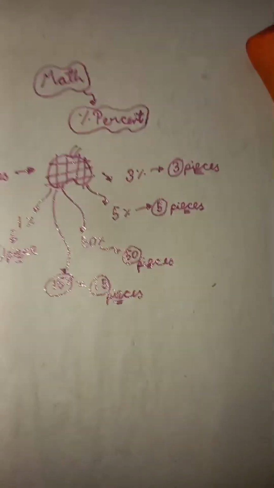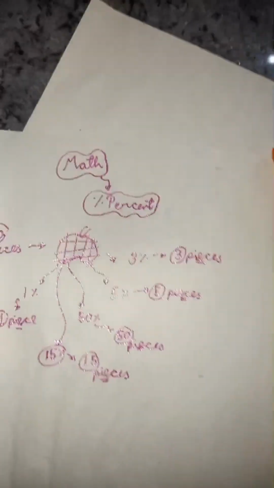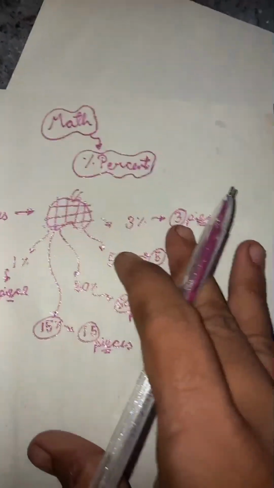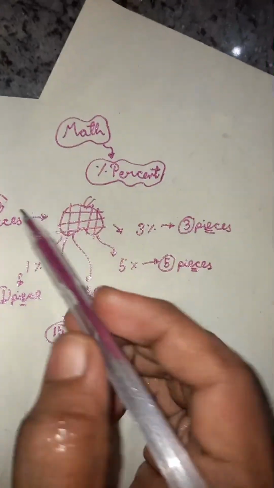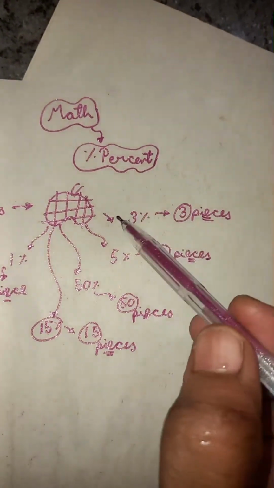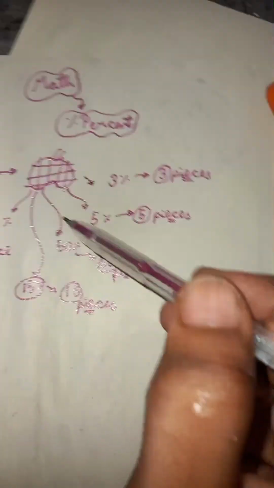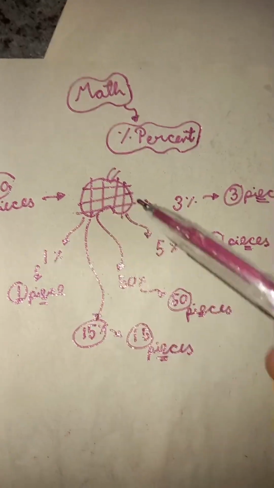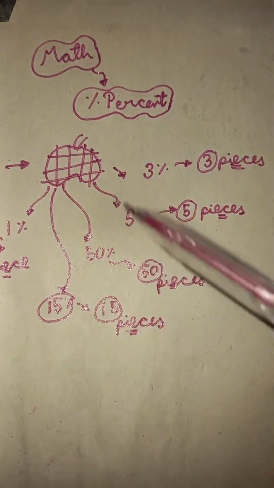Now I'm going to tell you the story of the percentage. I'm going to tell you how the percentage works. You can make 100 pieces in an apple, and you can take out one piece. It is going to become a single 1%, and 15% of the apple.